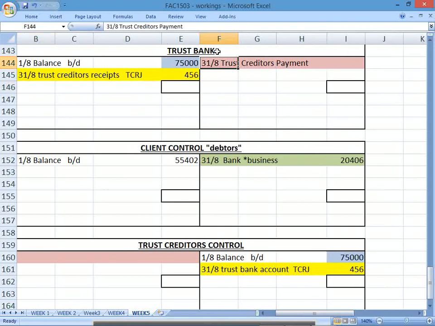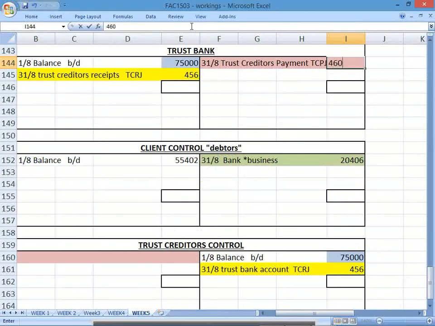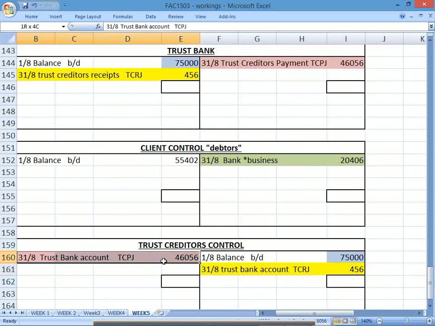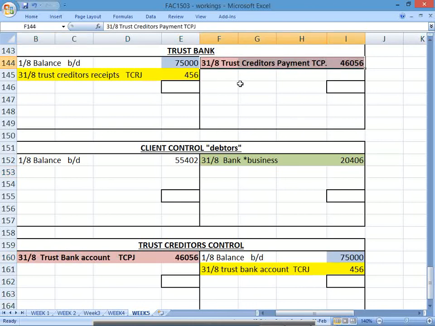This would have come from the trust cash payments journal, and whatever the amount was, 46056. This must be referenced there. So you'll have the same amount there at the bottom. And you would have had 31st of the 8th, trust bank account from the trust cash payments journal. Right, so there's the debit, there's the credit. See, even with T accounts, you need to have debits and credits.